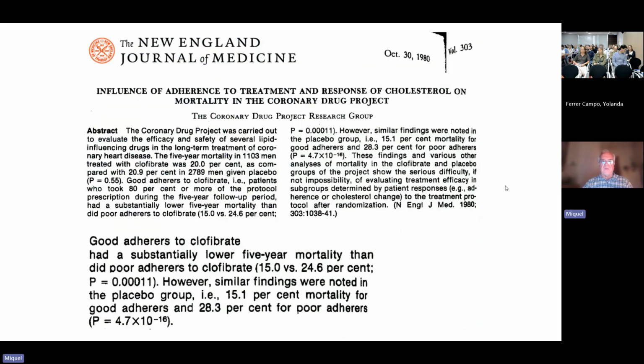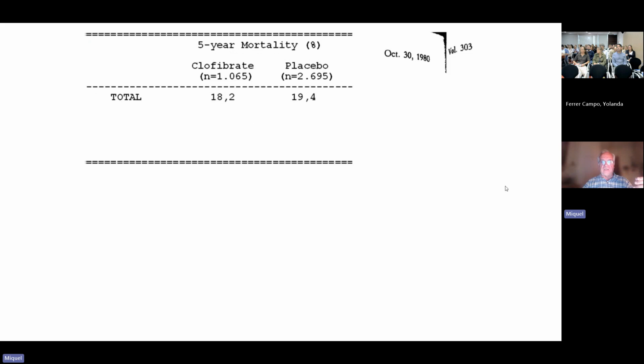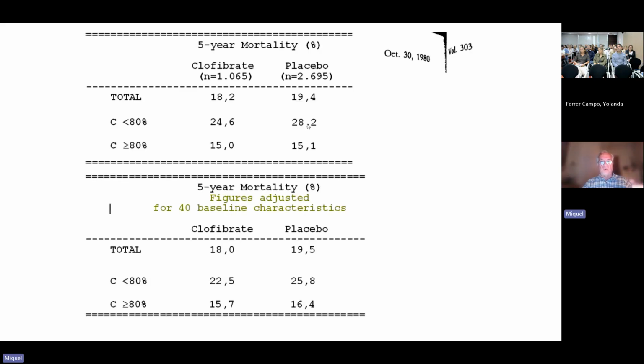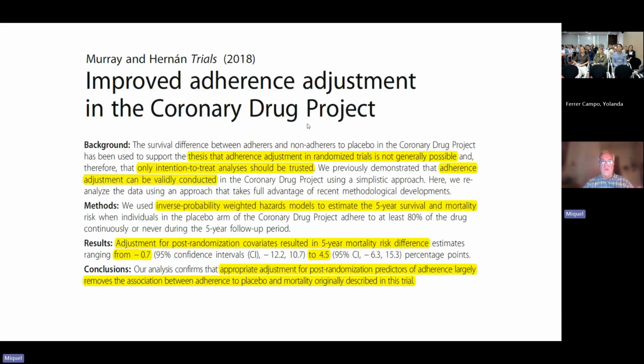When I was a young fellow, this was published, and we were astonished because those who had a higher adherence to placebo had much less mortality than the poor adherence to placebo. And of course, the researchers of the Coronary Drug Project did the right thing, which was to adjust for baseline characteristics. Well, only years later, the original papers, the original forms of the study, were found in a basement in Baltimore. And Miquel was able to perform a reanalysis with the original data.